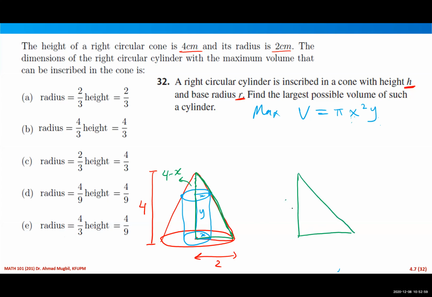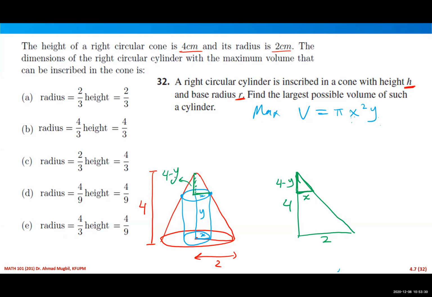What do we have here? This is 4, this is 2. Now look at this smaller one. What do we have here? We have here x, and here we have what? 4 minus x. Am I right? 4 minus y. So this is 4 minus y. I made a mistake here. You didn't correct me. It is 4 minus y.